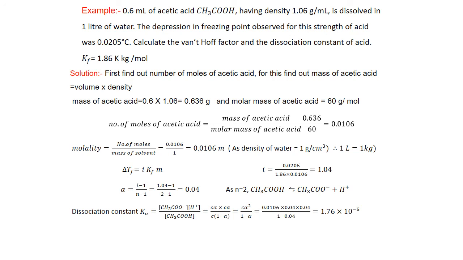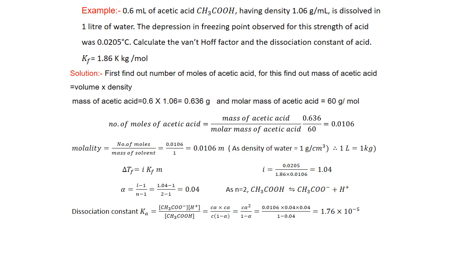So i can be calculated by this formula. m we have calculated, Kf is given, and delta Tf, the depression in freezing point, is given. So we calculate i. Now we place the values of i and n in the relation alpha is equal to (i minus 1) divided by (n minus 1), equal to 0.04. So alpha will be 4%. As acetic acid, two molecules get associated during the reaction.